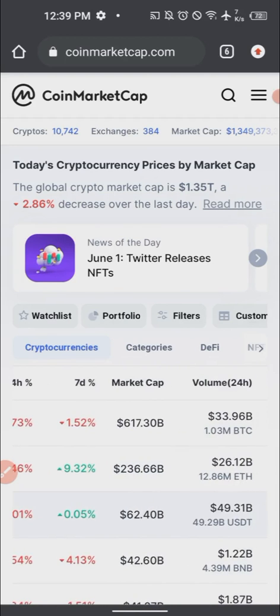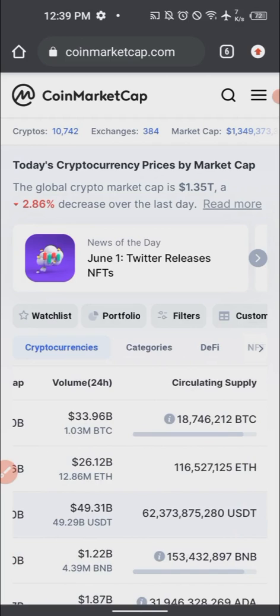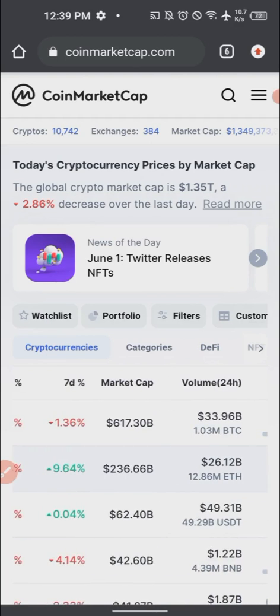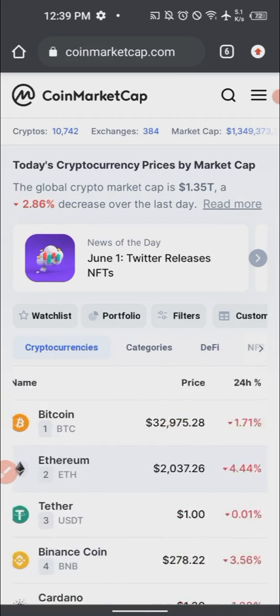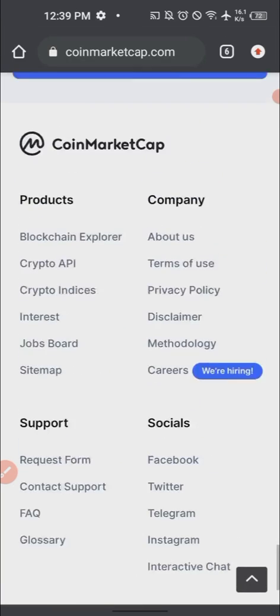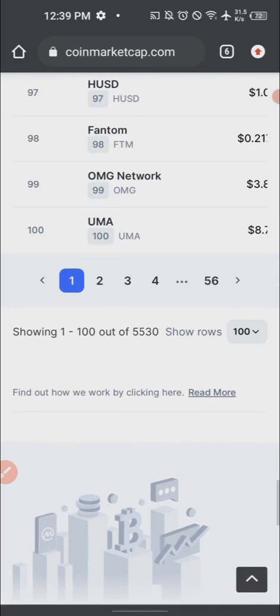For example, this we shall do in a more advanced class. You can see the circulating supply, meaning this is the total number of Bitcoin circulating right now in the world, 18,746,212 Bitcoin. So these are various facts. When you check, you discover this is just page one, so let's see how many coins we have on page one. We have 100 coins on page one.